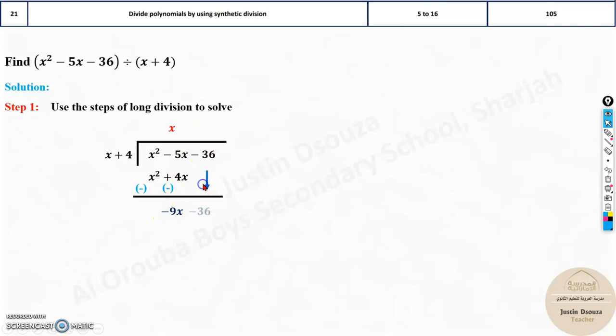Bring this down over here. It'll be minus 36. Now do the same thing. What do you have to multiply x by to get negative 9x? If you're getting confused, just divide this over here, divided by x. This x cancels, what's remaining?